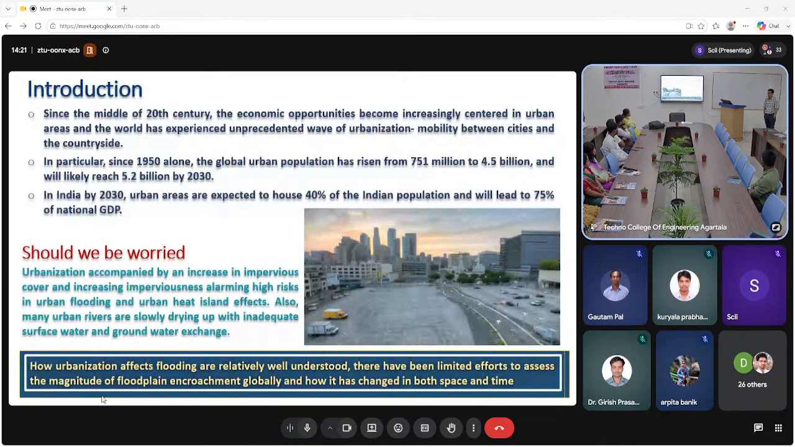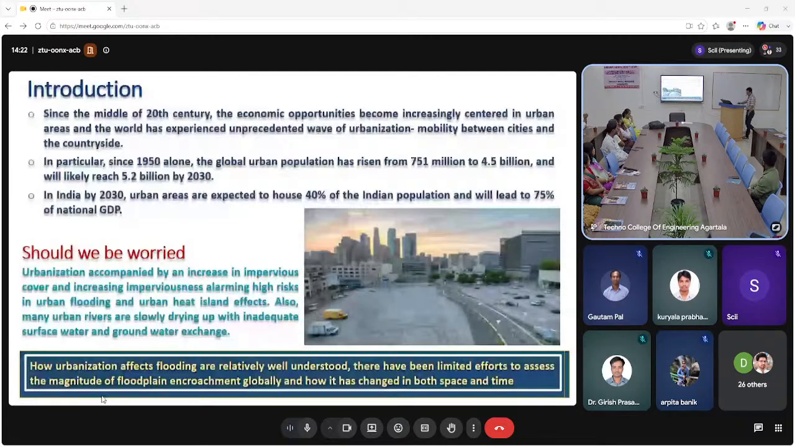Yes, because in all cases, urbanization is always accompanied by an increase in impervious cover, and increasing impervious cover in any area will affect urban flooding and the urban heat island effect. Not only that, many urban rivers are also slowly drying up. If you visit many urban streams, they are slowly drying up. The main reason is this expansion of impervious area, or inadequate surface water and groundwater exchange.